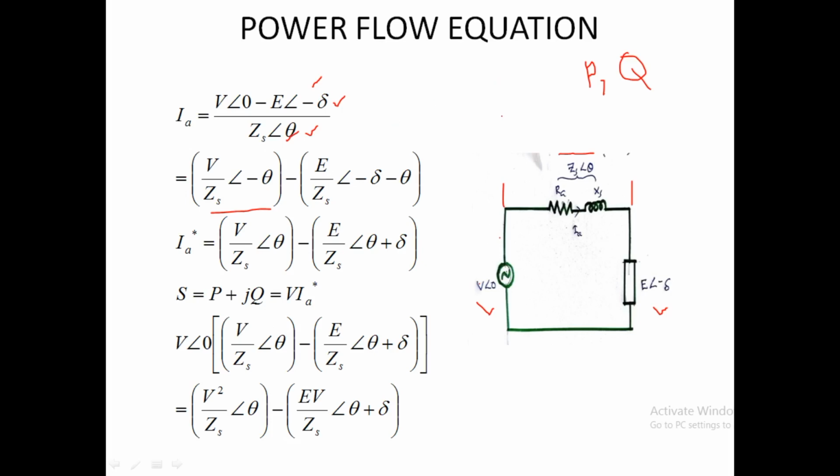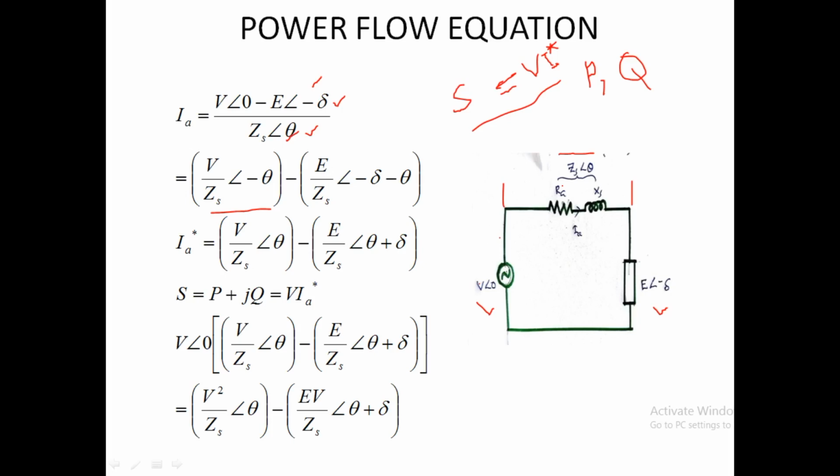To find the total power S, the apparent power, we take V into I conjugate, the conjugate of the current. Why are we taking it like this? Because there are sign conventions that you will discuss in power systems later. Or if you have any doubts about why we take the conjugate, contact me and I will explain. So V into I conjugate; here we have to take the Ia conjugate.